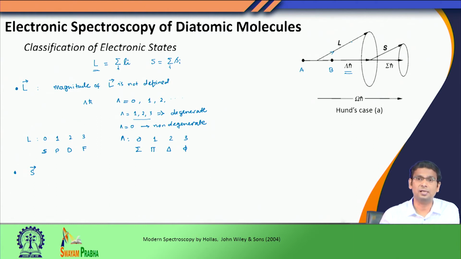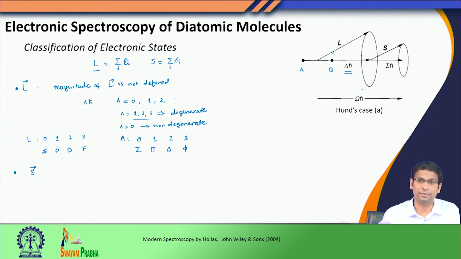But spin, on the other hand, does not couple with the electrostatic environment of the nuclei, but instead it gets coupled to the nuclei in a different manner. What happens is that when the electron makes an orbital motion, because of its orbital angular momentum, it generates a magnetic field. Of course, the electron's orbital motion is caused by the nucleus.